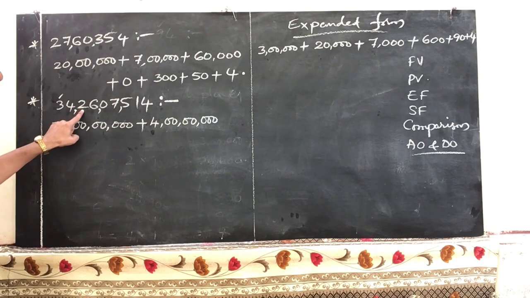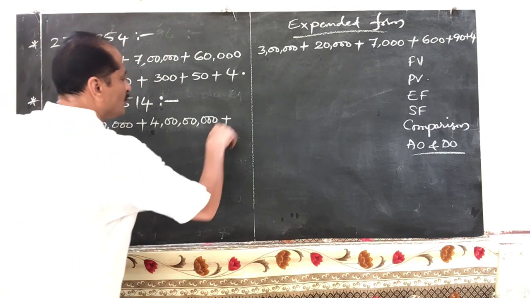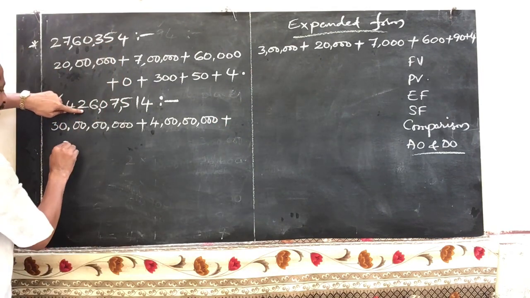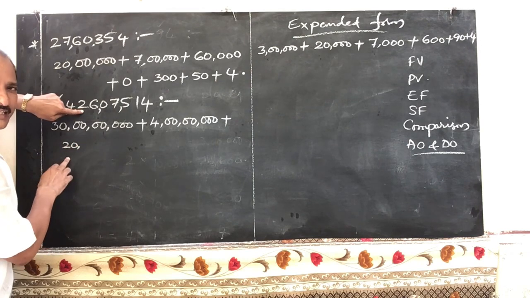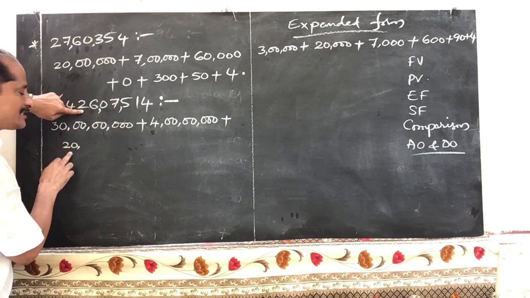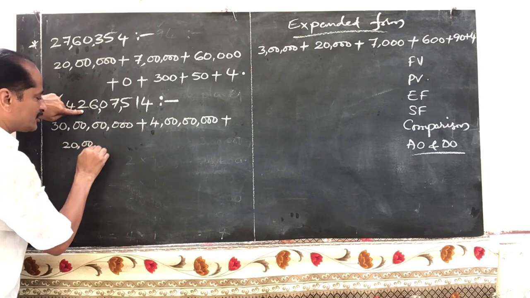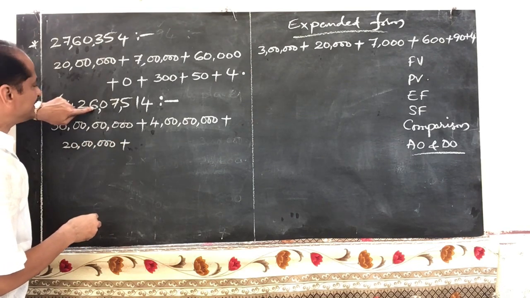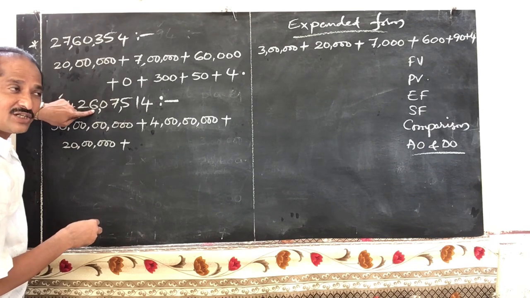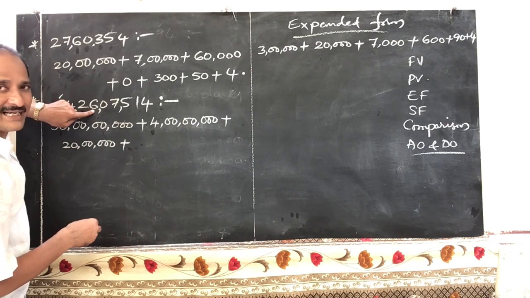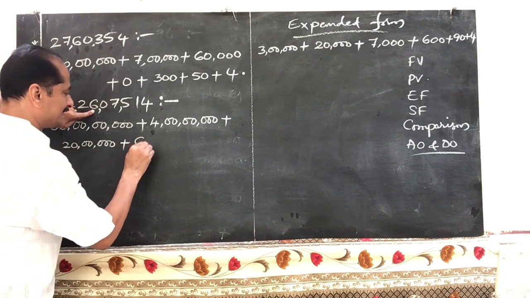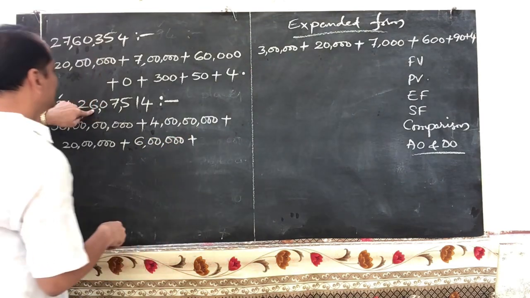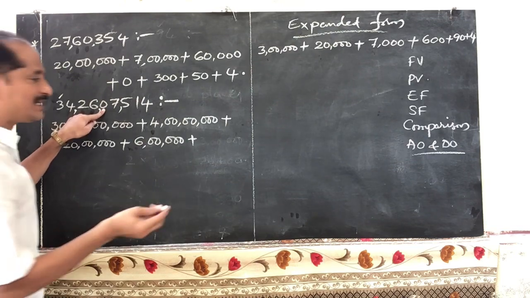Next place value of 2. 2 is in 10 lakhs place. So 2 into 10 lakh, 20 lakhs. Write down 20 lakhs. 20 lakhs period is written. Next lower than lakhs period, thousands period. Next lower than thousands period, units period. Plus 6. Place value of 6. 6 into 1 lakh, so 6 lakhs. Plus 0. Place value of 0 is always 0.